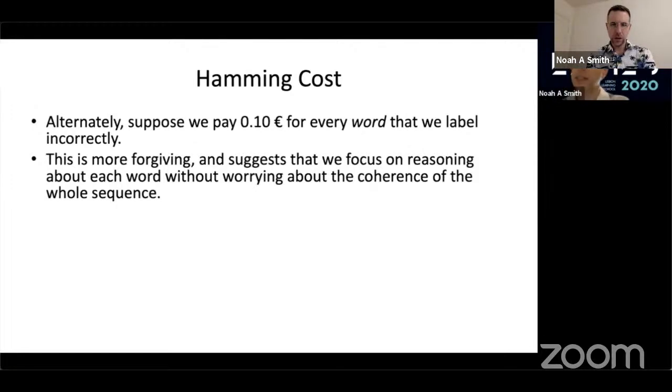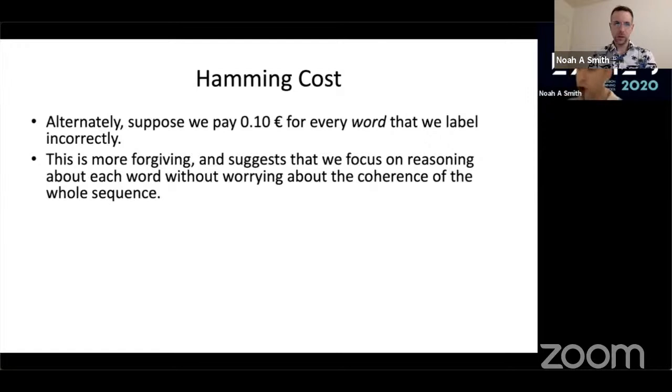But there's a situation that's a little different where you might want to do something else. Suppose that instead of paying €1 if you get anything wrong, you pay a smaller amount, let's say €0.1, for every word that you label incorrectly. This is more fine-grained, more forgiving. A small number of mistakes is better than a large number of mistakes, unlike the previous model where any mistakes are equally bad. It suggests that we should focus on reasoning about each word without worrying so much about the coherence of the sequence.